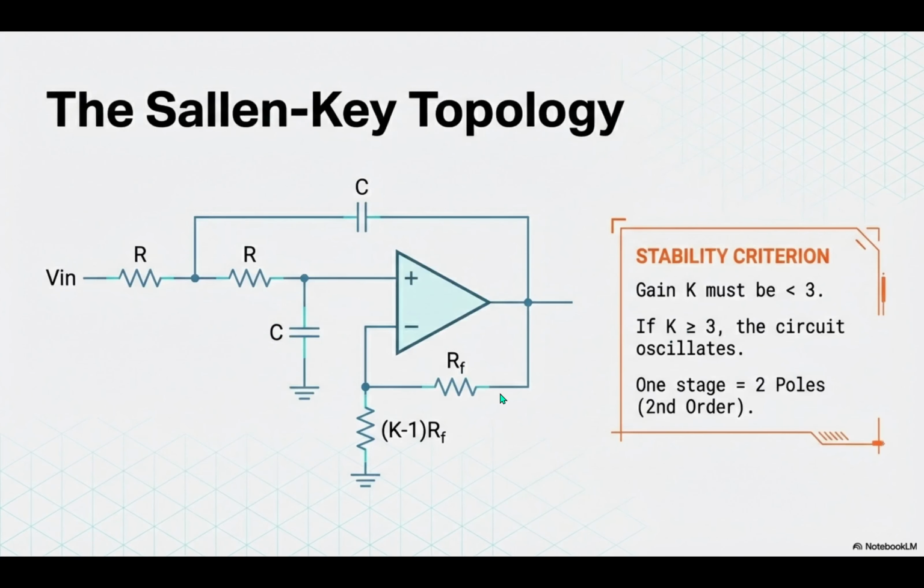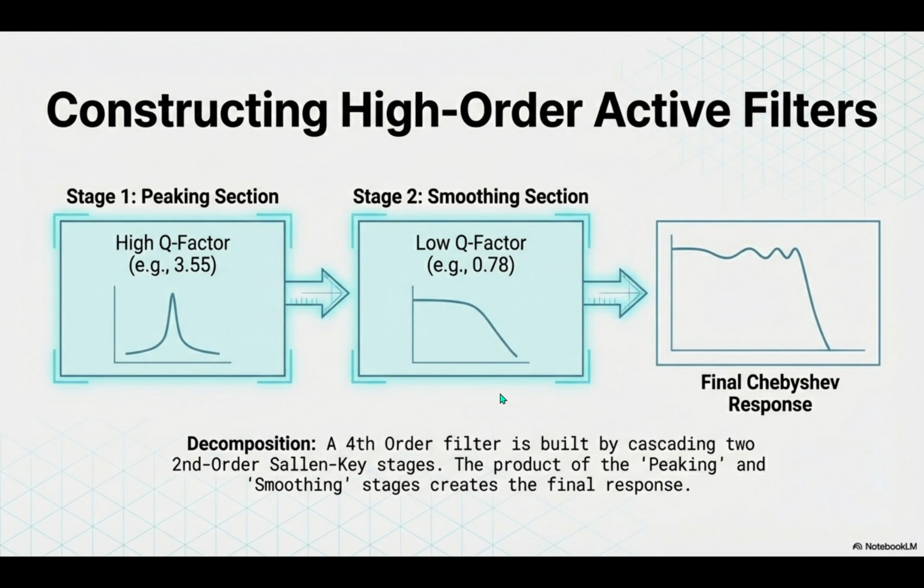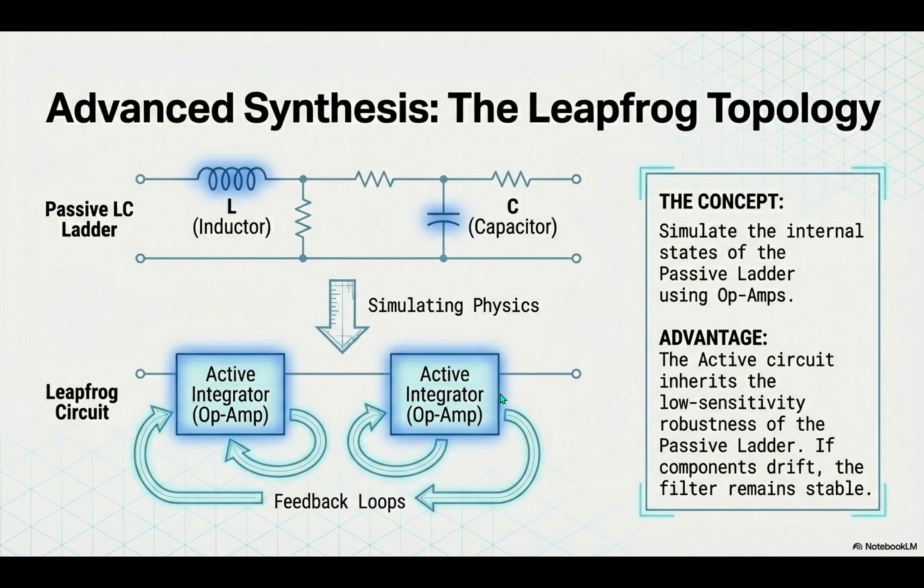This is one of the most intellectually satisfying ideas in all of engineering. The leapfrog filter is an active circuit. It uses op-amps, resistors, capacitors, no inductors anywhere. But it doesn't use the Sallen-Key design logic. So what does it do instead? It simulates the physics of the LC ladder. Wait, when you say simulates, we aren't talking about software here. This is still analog hardware.